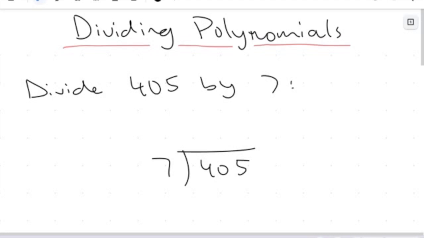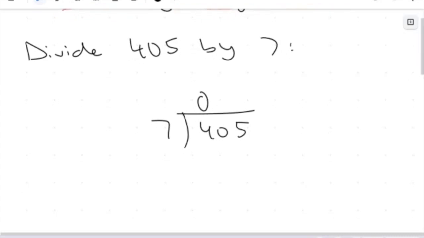Now typically when we do this we say, well, okay, how much does 7 go into our first number? Now we can see it doesn't. 7 goes into 4 0 times. So what we're going to do now, we're going to see how many times 7 goes into 40. Now when we divide 40 by 7, it goes 5 times with a remainder.